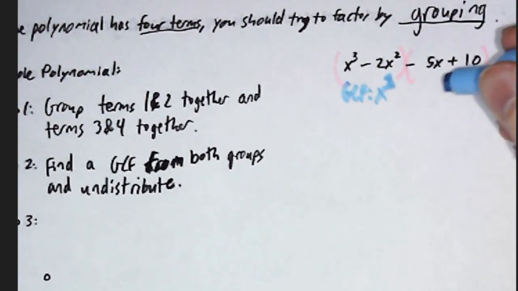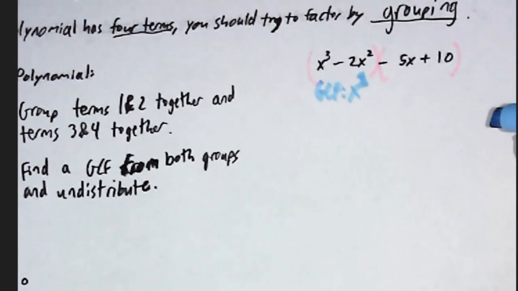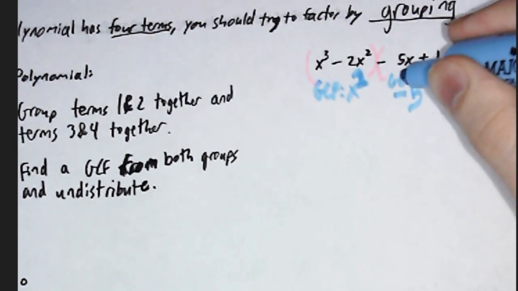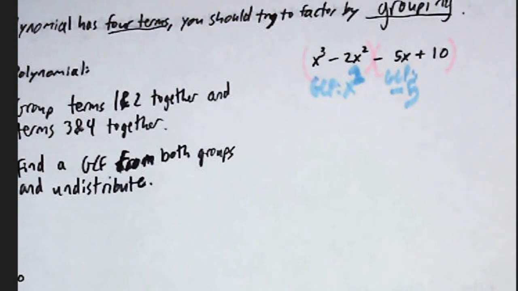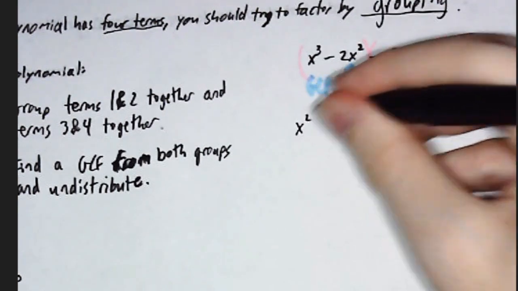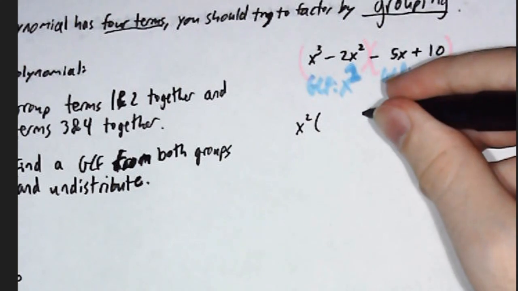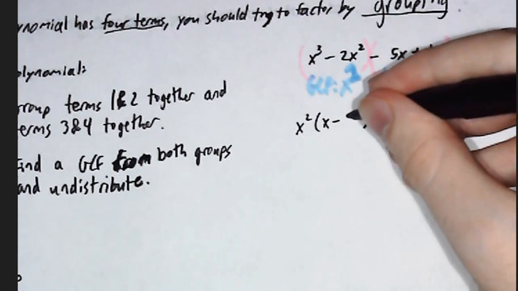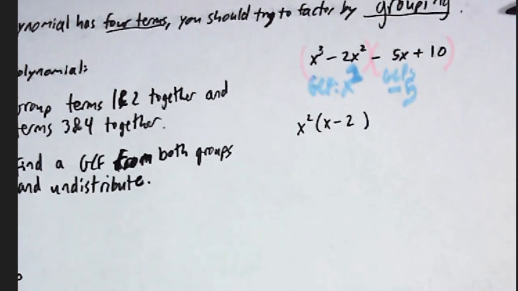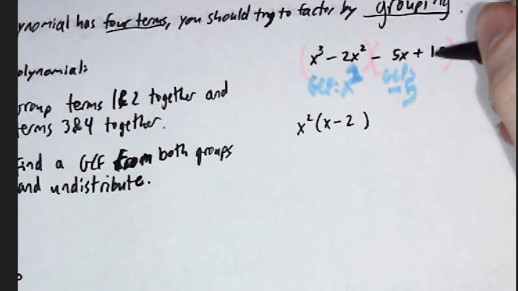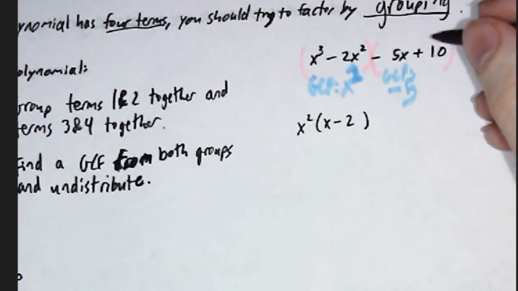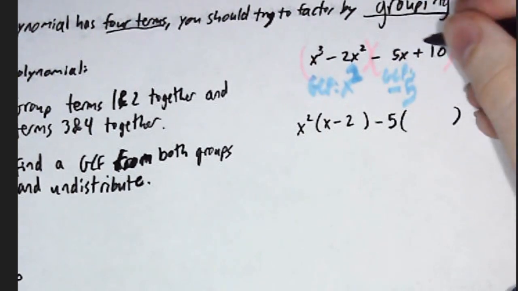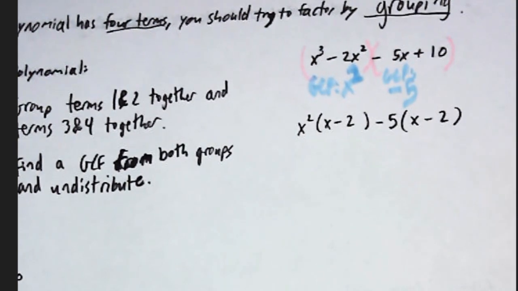And the GCF from our second group is going to be, because the leading coefficient is negative, negative 5. So I'm going to pull out an x squared from the first group, and we're going to get x minus 2. And then our second GCF is negative 5. When I undistribute that, I'm going to get x minus 2.